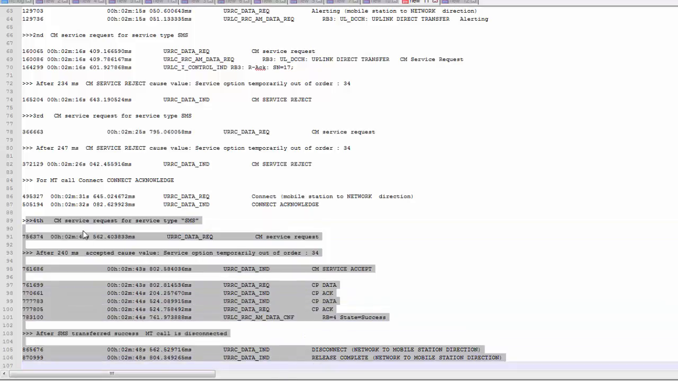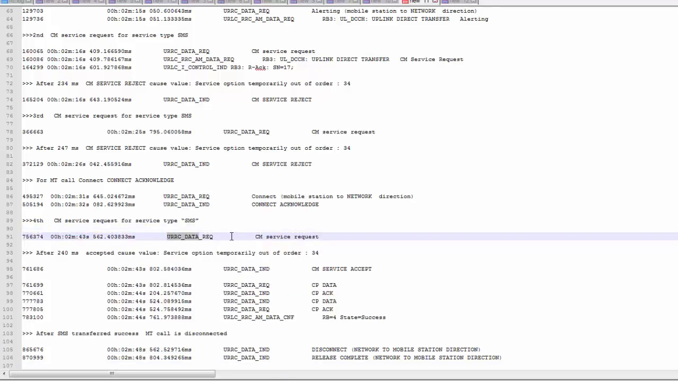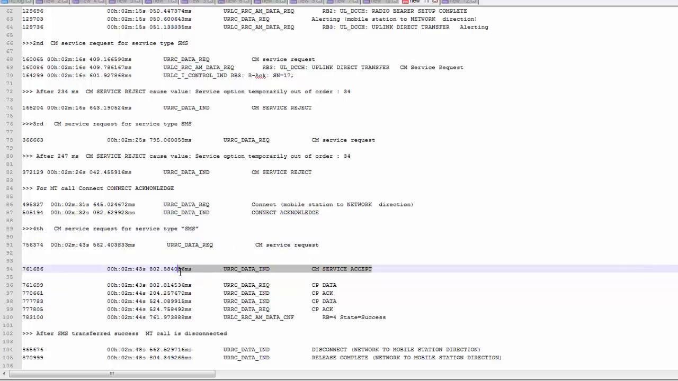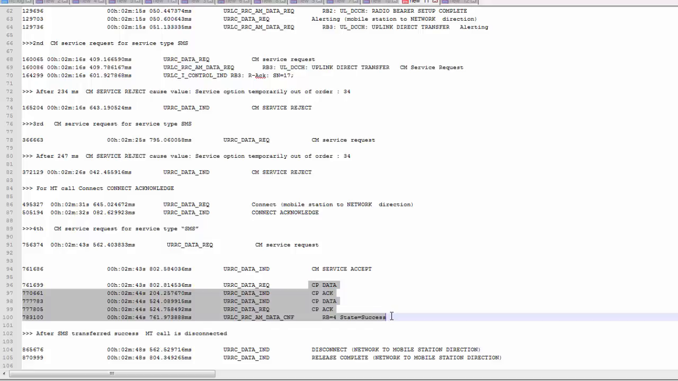For this CM service request for service type SMS, the request is accepted after 240 milliseconds. The CM service request is triggered, and after the CM service is accepted, the UE sends the text SMS as CP data, and a CP ACK is received from the network. The network sends CP data once again, and the CP ACK is sent by the UE. So these are the four steps for the SMS, and after this is completed, the MT call is disconnected.